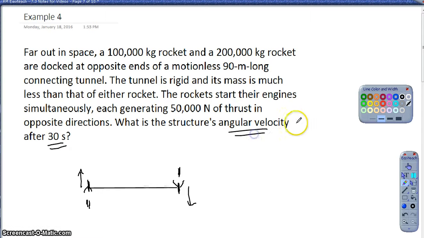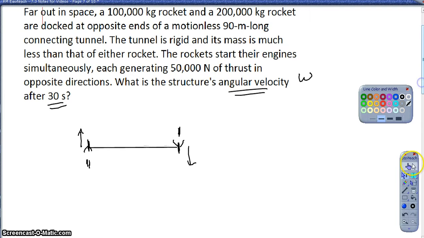So we're looking for our angular velocity, our omega, after 30 seconds. So the key to this question becomes, right, we know that the force acting is 50,000 newtons. So we know each of those is applying 50,000 newtons of force in either direction. But because they're going opposite directions, the net force is going to be 0. So this docking station and rocket system is not going to move up, it's not going to move down, right? The only thing it's going to do is rotate.